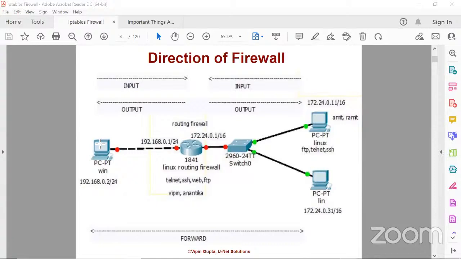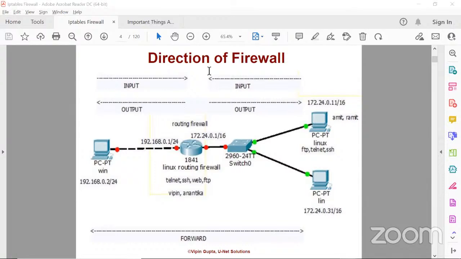Let me explain, because this is one of the most important things whenever you are implementing any firewall. When I show you the practical of this firewall, I will be taking 4 systems. One of my systems is going to be 192.168.0.2. For implementing a firewall, understanding this lab is very necessary.